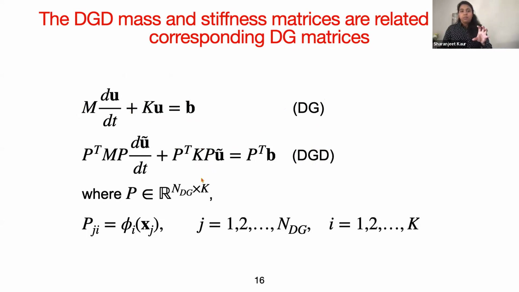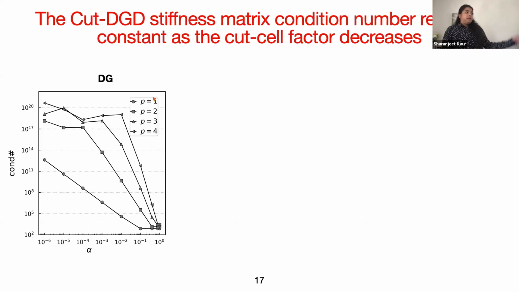Now, to get the equivalent DGD discretization, to get the stiffness matrix, we do P transpose K P. Now, what is P? P is known as the prolongation matrix. In simple words, its entries are basically the DGD basis functions evaluated at the given DG nodes. So I will be showing condition number plots for K for DG, and P transpose K P for DGD. In this case, I consider DG, I also consider DG with cell merging, and finally DGD.